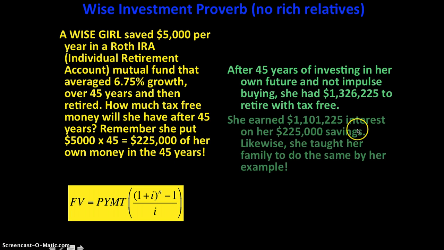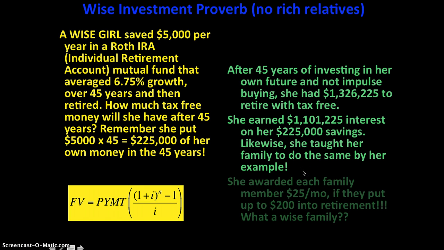Pretty nice. Now remember, she got 1.1 million interest on that, or dividends if you're in the stock market, while only putting 225,000 in over her life. Well, obviously a person that is this wise would teach their family by modeling the same issue.